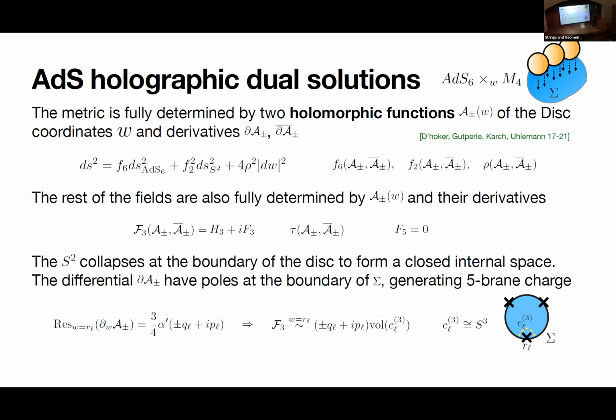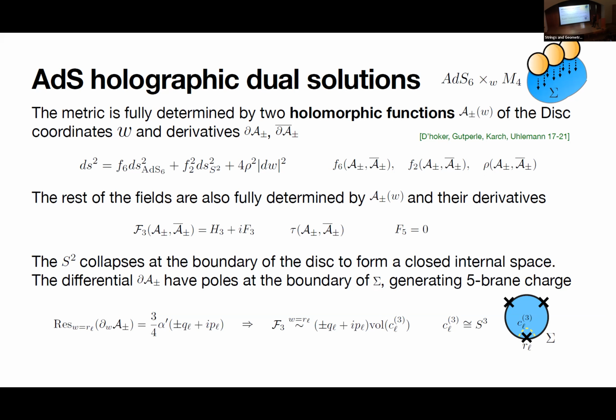So we want a space that is closed. We don't want a non-compact space. We want a closed space. And moreover, the differential of A plus and minus can have some pole at the boundary. And the way we interpret this pole is that they are 5 brane sources at the boundary.